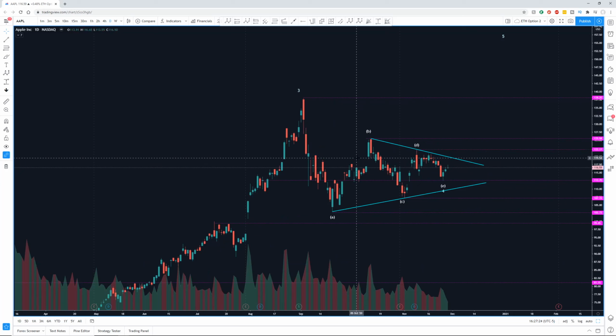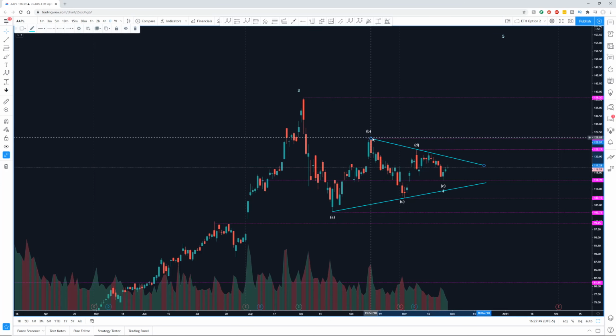One of the guidelines of triangles is that when we break out of them, we're going to see a move equal to the largest part of the width of our triangle. Now that's easier to see if I just show you an example. Let's pull this blue line here all the way back to where our triangle starts, which is this candle right here, and along with this one back to that same exact spot in here.